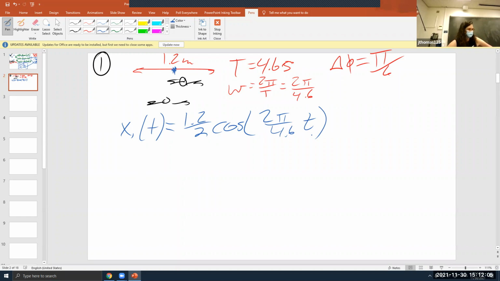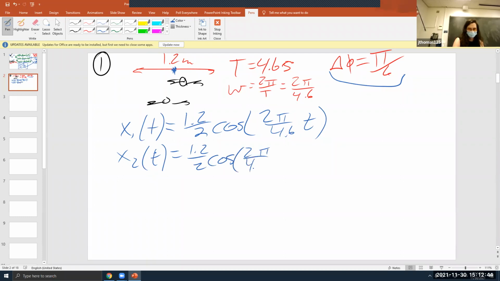The second particle is going to be identical. It's got the same amplitude, has the same period, so it'll have the same frequency. The only difference is that it's going to be phase shifted by pi over six. So this is where this comes in. If it's phase shifted by pi over six, that means that they're not vibrating back and forth in step with one another. Instead, one of the particles is going to be ahead a little bit. So we need to shift its cosine function in the t direction. The way we shift in the t direction is by adding this pi over 6 inside the parentheses. All that is to say that x2 of t is going to be identical, 1.2 on 2, cosine of 2 pi on 4.6 t, with the one exception that we're adding in our phase shift of pi over 6.